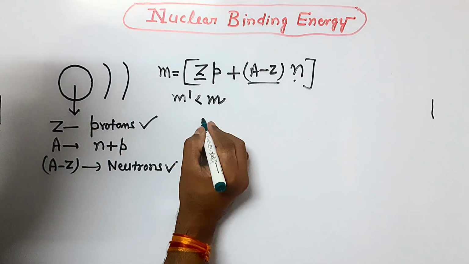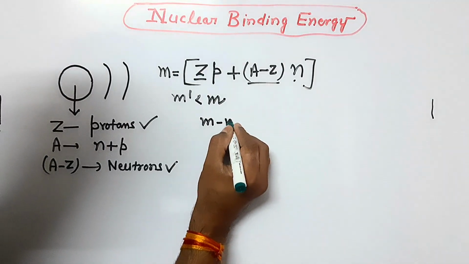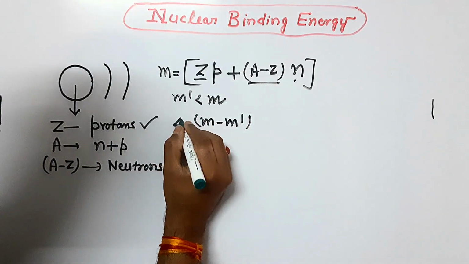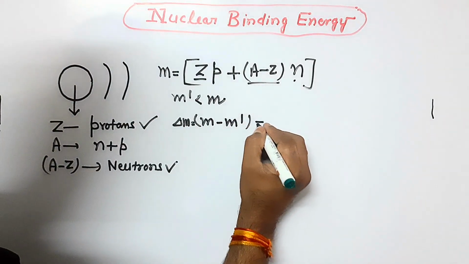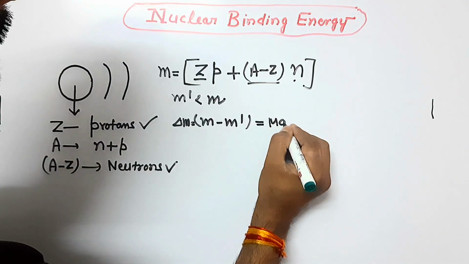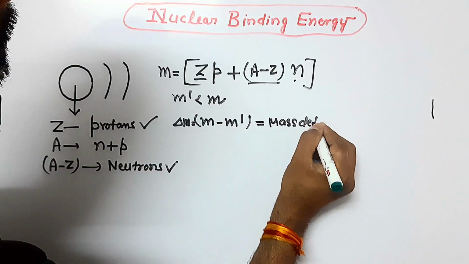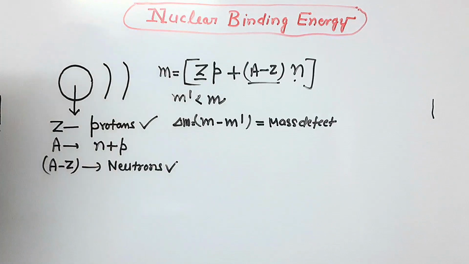So the weight difference, that is M minus M dash, is delta M. So delta M is equal to M minus M dash, also known as mass defect. What is mass defect? Mass defect means the weight of the nucleus is not equal to the sum of its individual nucleons' weights. It is somewhat less than the weight of the individual nucleons. This difference in weight is known as mass defect.